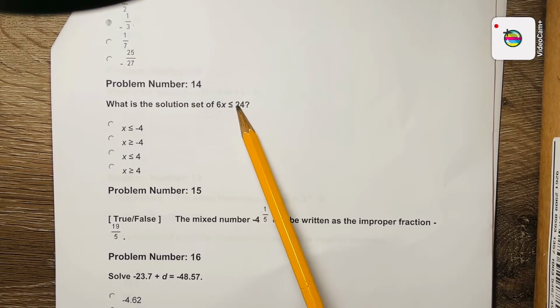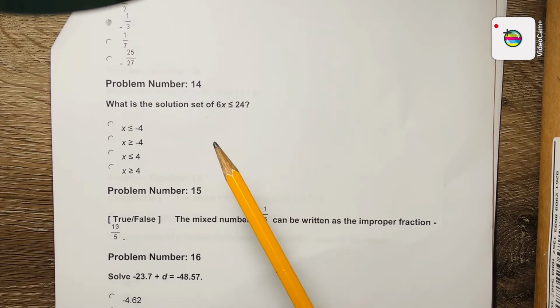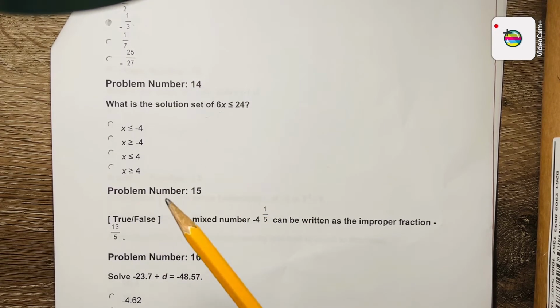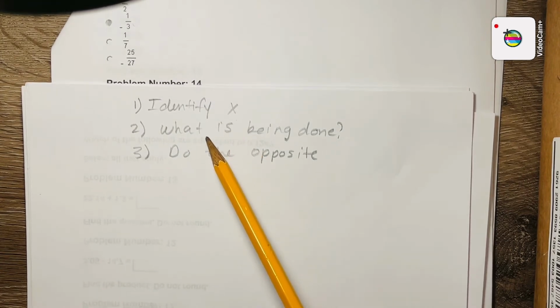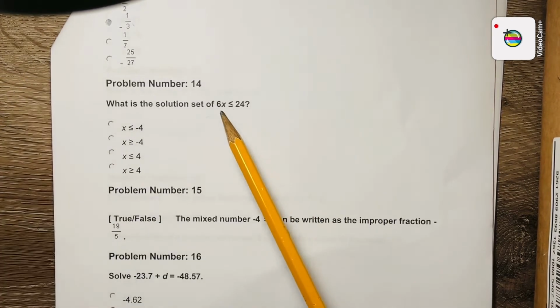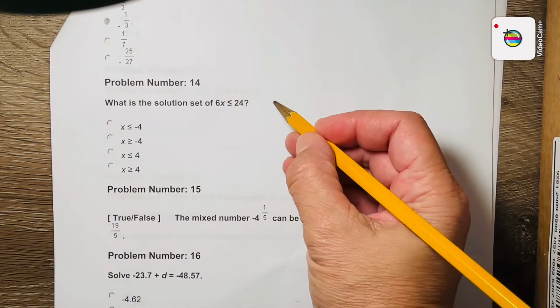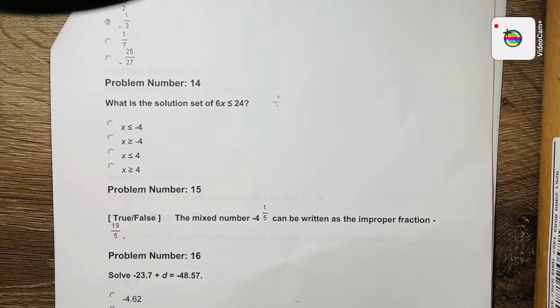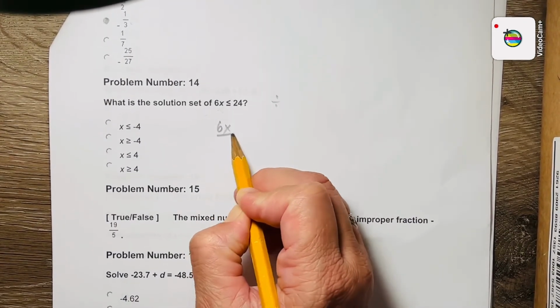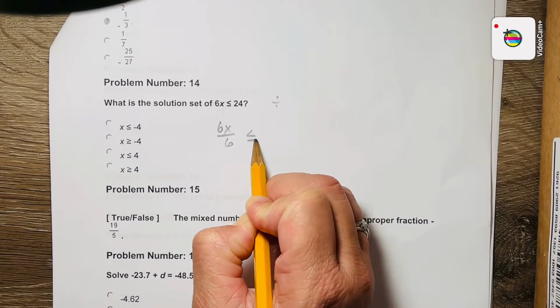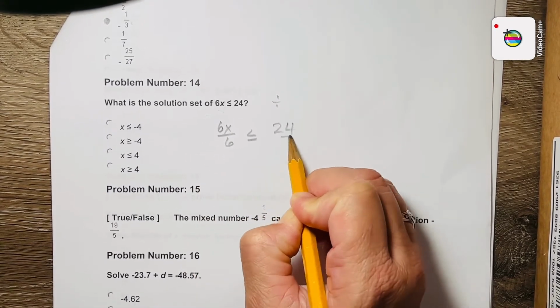Problem number 14, what is the solution of x? Here's another inequality sign, but you still have to do the same steps. Identify the variable, what is being done, do the opposite. The variable is x, it's being multiplied by 6, so the opposite of that is division. You're going to divide both sides by 6.